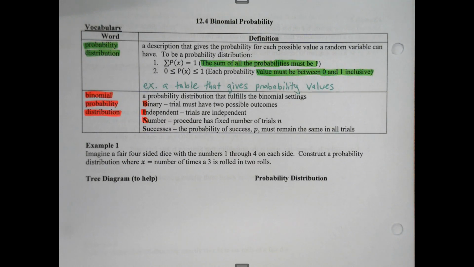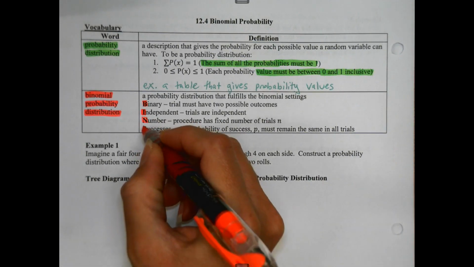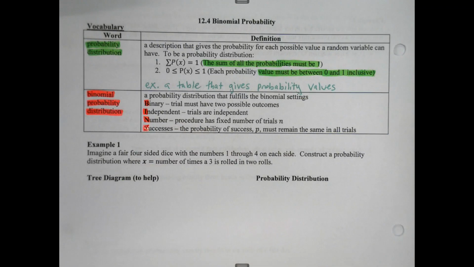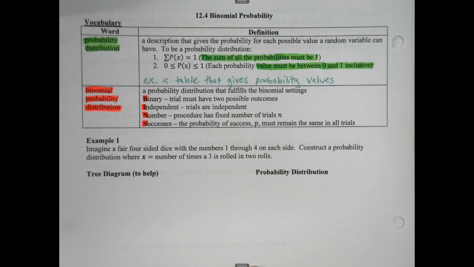Then N stands for number. The procedure has to have a fixed number of trials. And our S stands for successes. The probability of success has to remain the same in all of our trials. So we're going to look at some examples to help us understand this a little bit better.